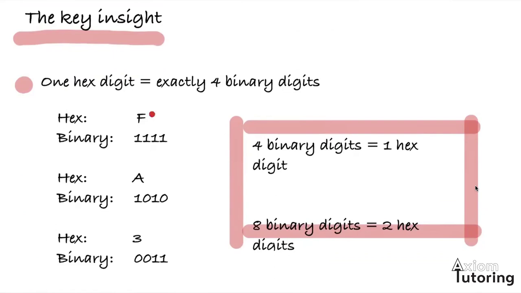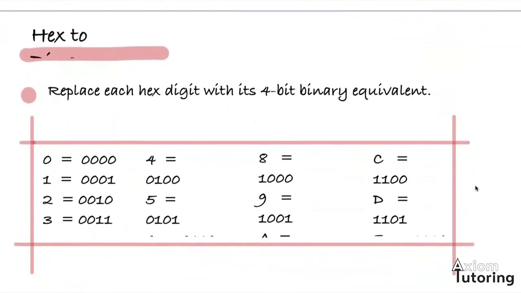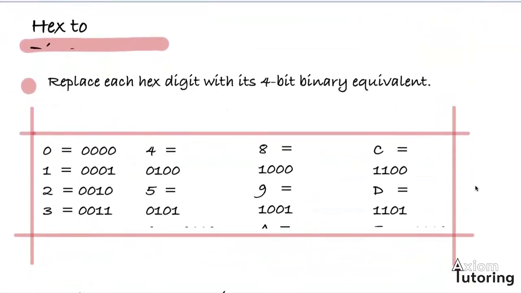So for example, here we have F in hex, which is represented by 1111 in binary. We have A, which is represented by this number in binary, and we have 3, which maps directly to 0011 in binary. Now, 4 binary digits are called a nibble, and every nibble maps to exactly 1 hex digit. This means converting between hex and binary does not require any arithmetic at all. You just swap each hex digit for its 4-bit equivalent, or group the binary into 4s and swap each group for the hex digit.